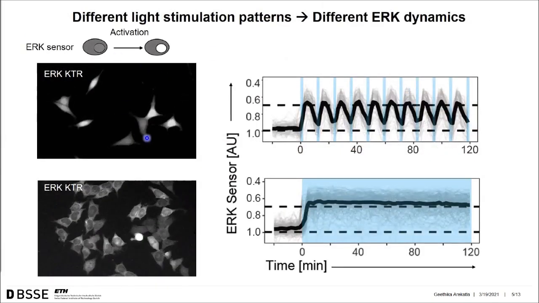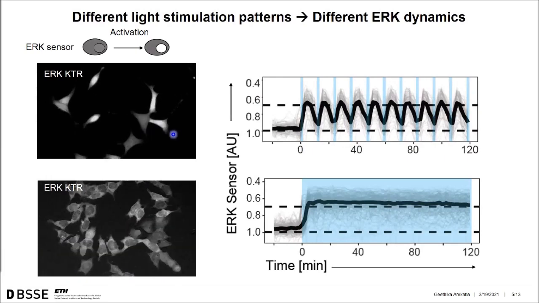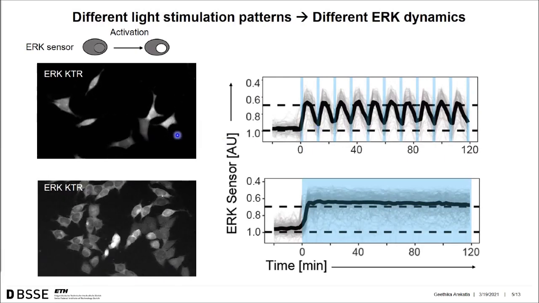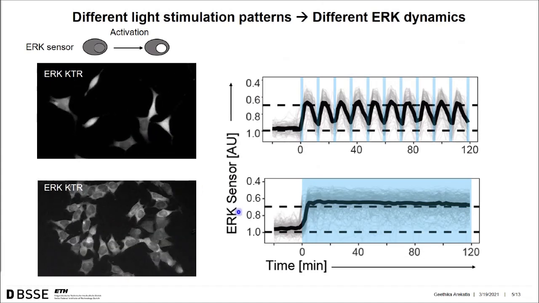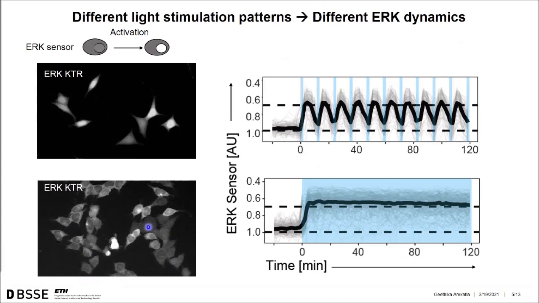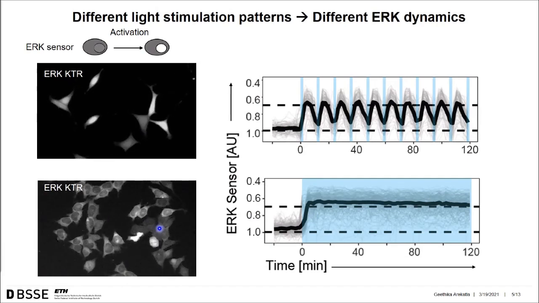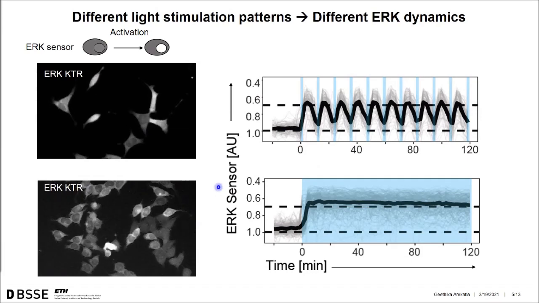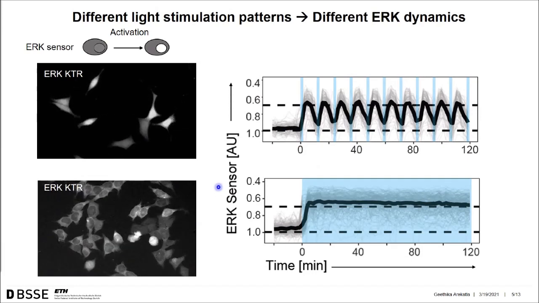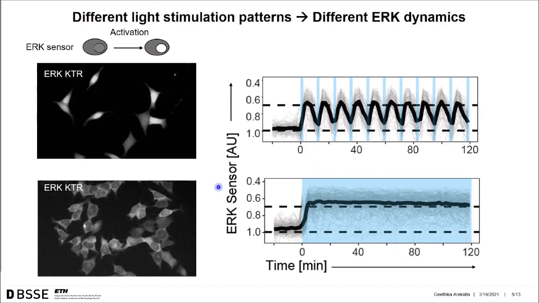You can see here, this is the ERK sensor. And when we give pulses of blue light, we could introduce oscillatory ERK dynamics to the cells. Whereas if we gave sustained light, we could give constant ERK dynamics. And the cells behaved very synchronously. And this was very nice that we could stimulate different ERK dynamics with different light stimulation patterns.